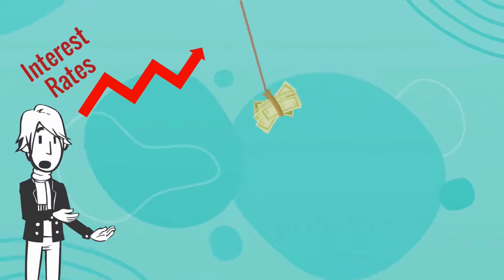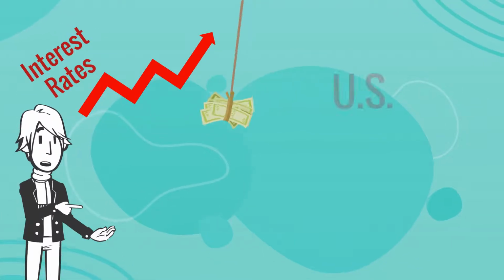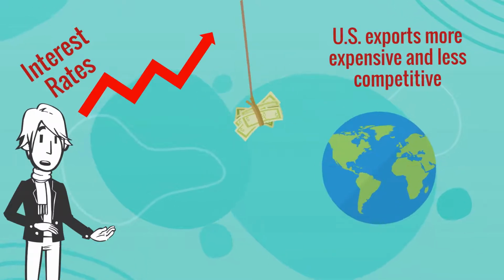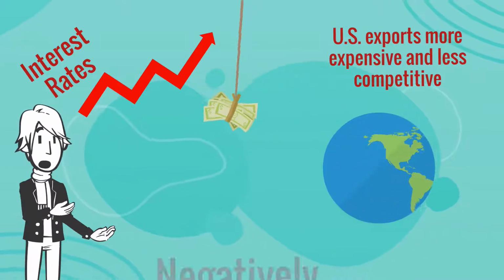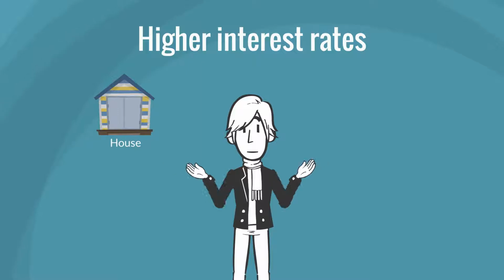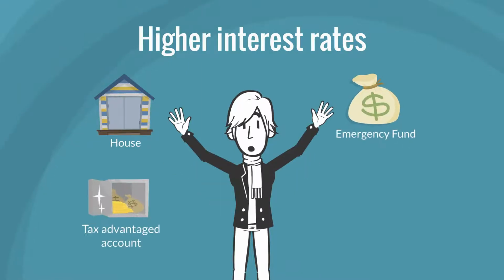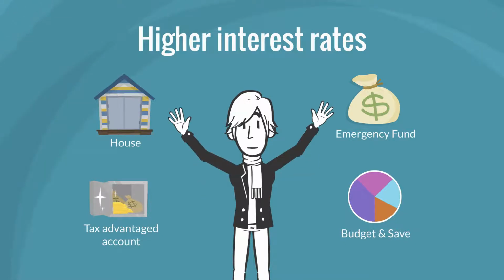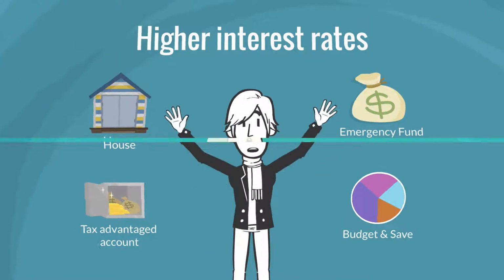Additionally, higher interest rates can lead to a stronger dollar, which can make US exports more expensive and less competitive on the global market. This can negatively impact businesses that rely on exports and the overall economy. High interest rates can also affect the housing market, making it more expensive for people to borrow money to buy a house, which can lead to a decrease in demand and a decline in house prices.